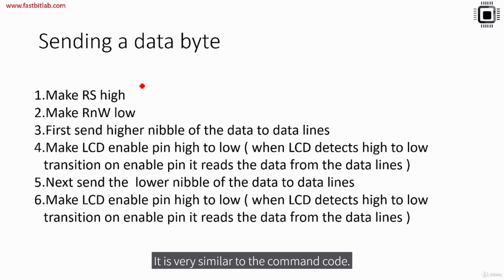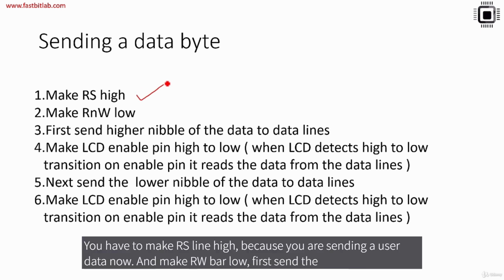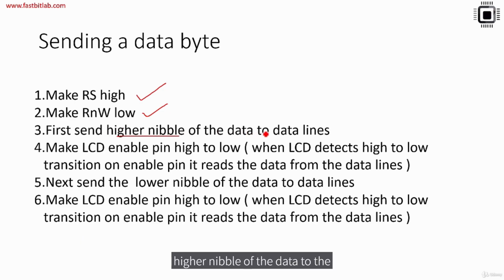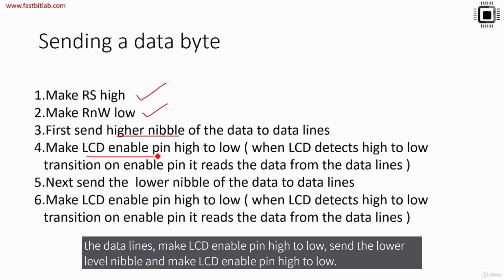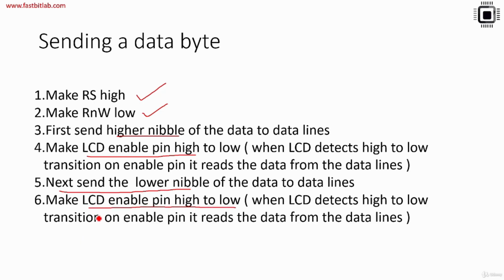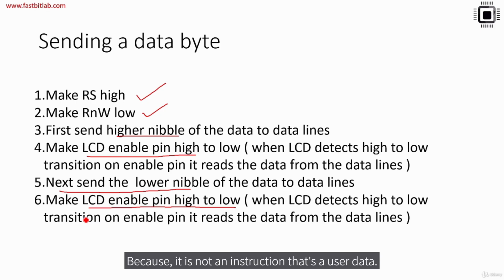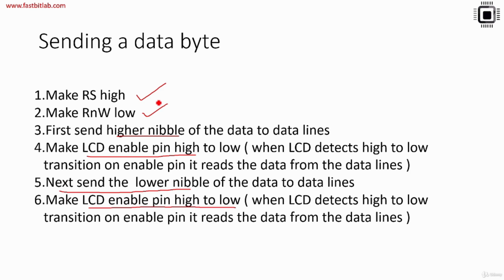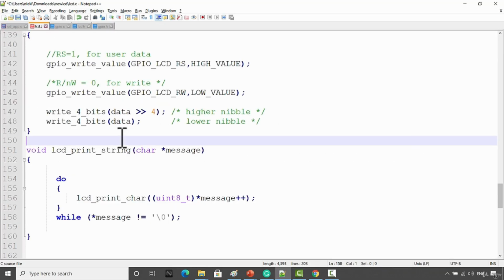It is very similar to the command code. First, you have to make the RS line high because you are sending user data now, and make RW bar low. First, send the higher nibble of the data to the data lines. Make the LCD enable pin high to low. Send the lower nibble and make the LCD enable pin high to low. Here there is no wait actually. Why? Because it is not an instruction. That's the user data. Let's see how it is implemented.